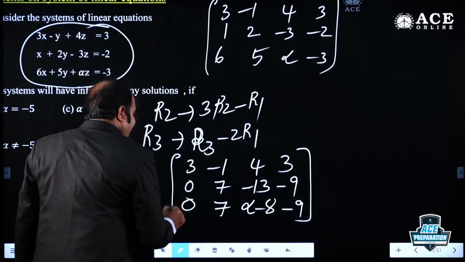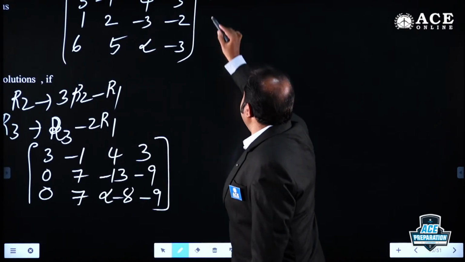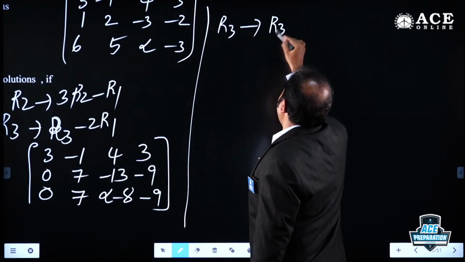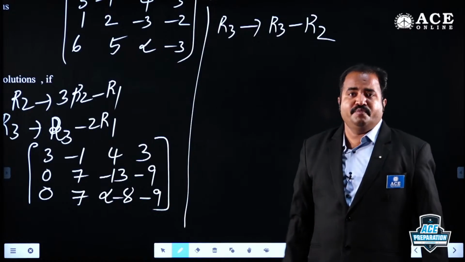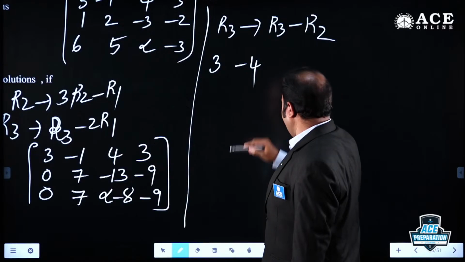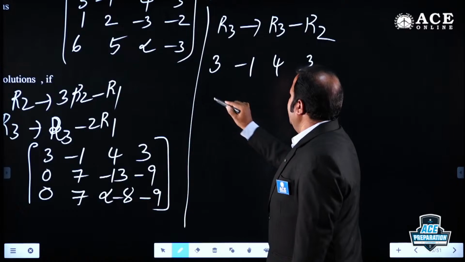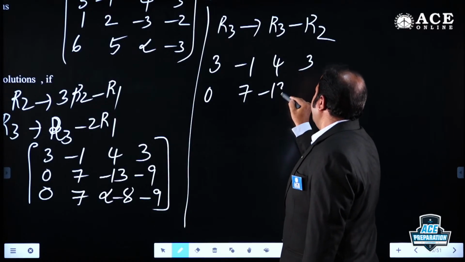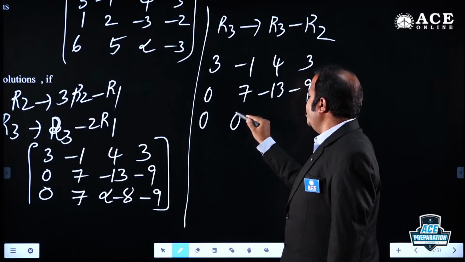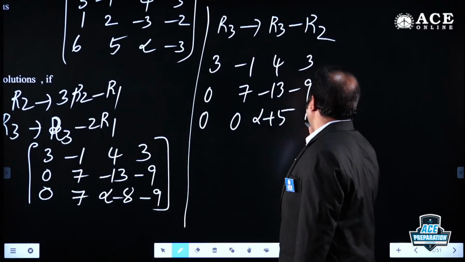Next, I am going to apply the operation R3 changes to R3 minus R2. By performing this operation, the matrix leads to the following form: 3, minus 1, 4, 3; 0, 7, minus 13, minus 9; and 0, 7 minus 7 which is 0, alpha minus 8 plus 13, so alpha plus 5, and this is 0.